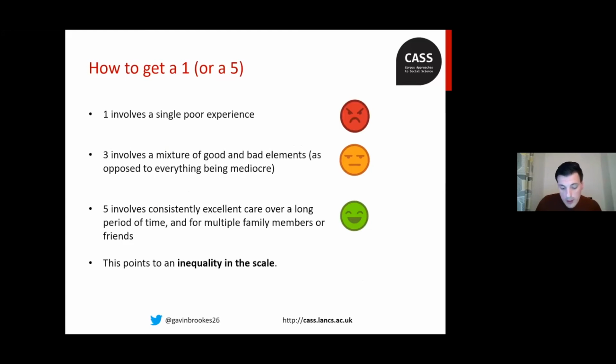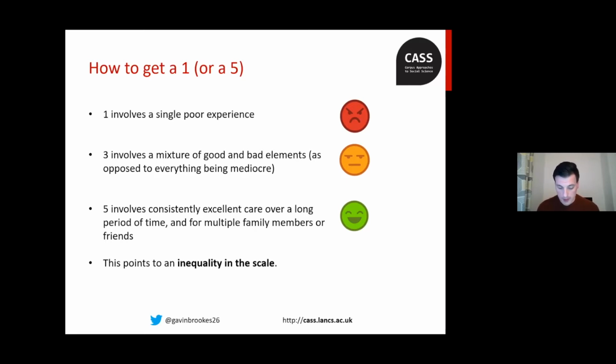A score of 1 can involve a single bad experience, which is often described in detail and is characterized by a feeling of rudeness or being treated unkindly or unfairly. A score of 3 is a mixture of good and bad elements, rather than simply being about an overall mediocre experience. And this isn't something that we were expecting to find. And it appears that overall, when people do write feedback, it's because they've either had a good or bad experience, or even a mixture of the two. Even the 3s, which make up just 5% of the feedback, tend to contain a mixture of the good and bad.